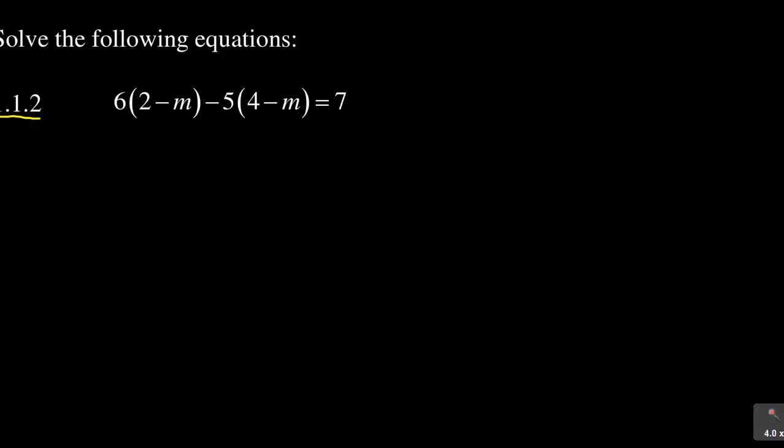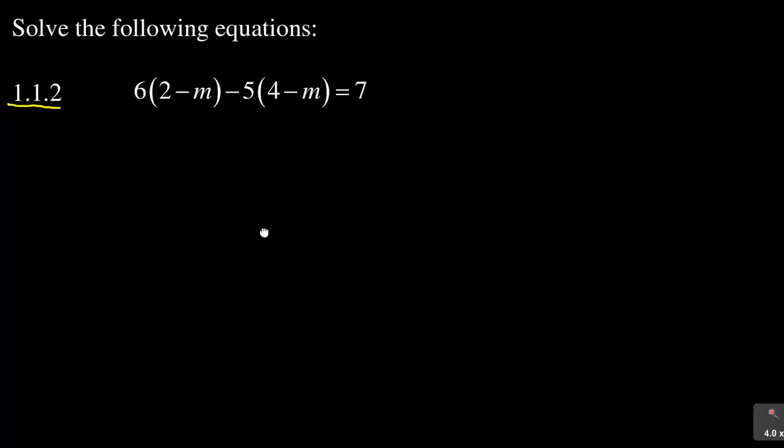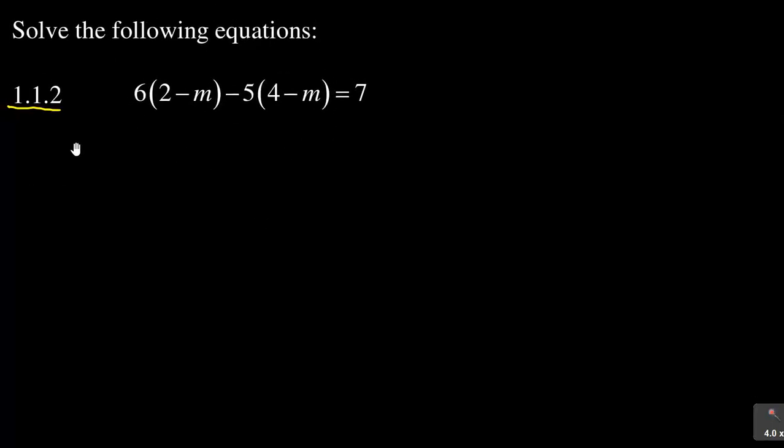Now let us move on to the next one. We are also solving for, solve the following equations. We are still on the same question, but this is question 1.1.2, and if you can see, it is also 3 marks. So these were good 3 marks for you to work on. Now if I can look at this question, I'm given, in this case, if you study it carefully, you have got two brackets. The first one is 2 minus m, and the second one is 4 minus m.